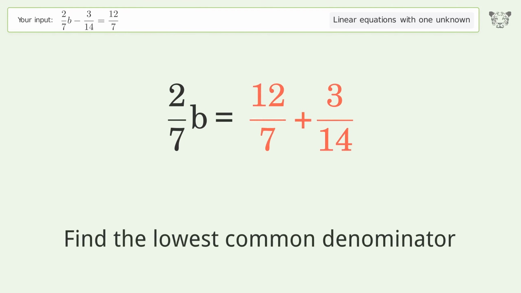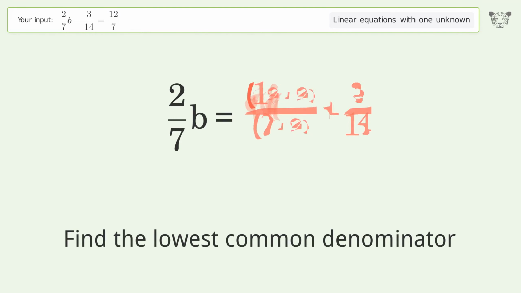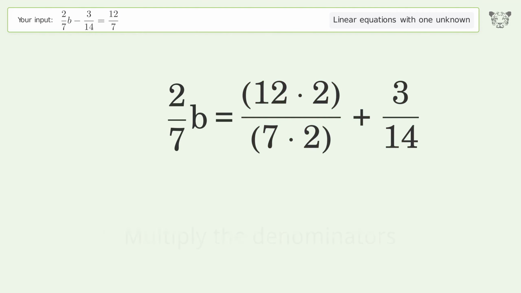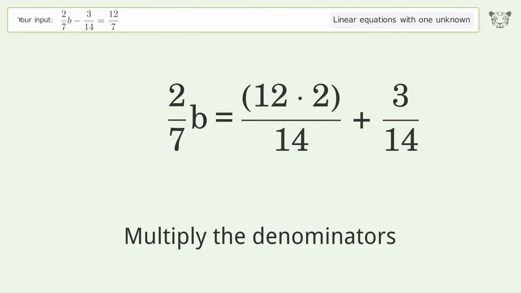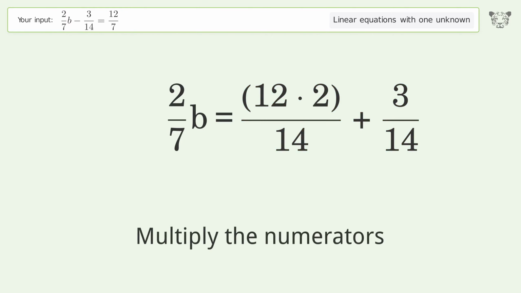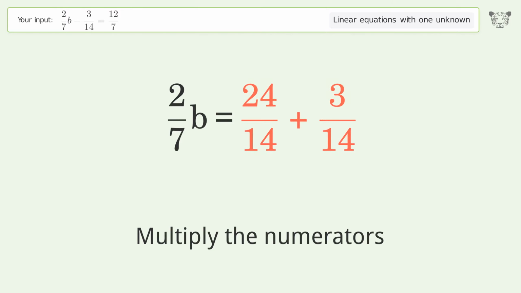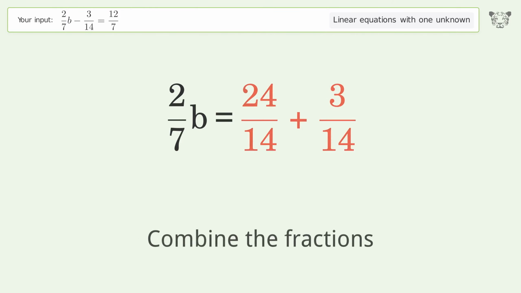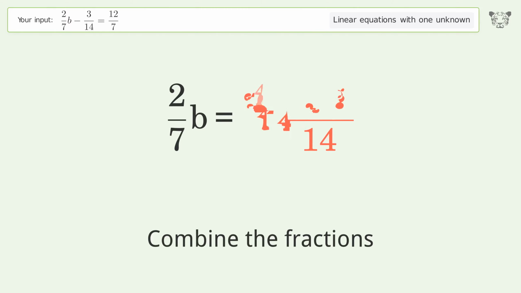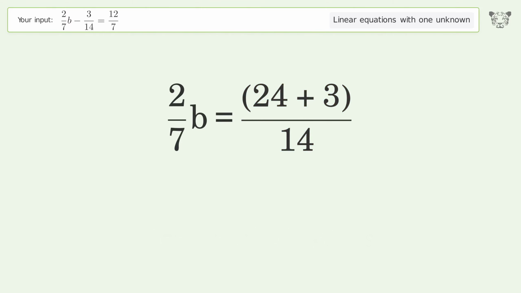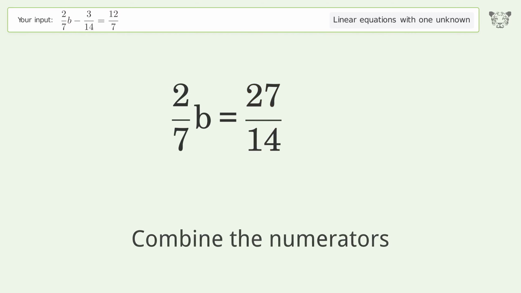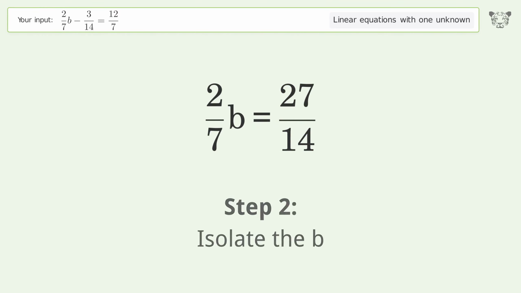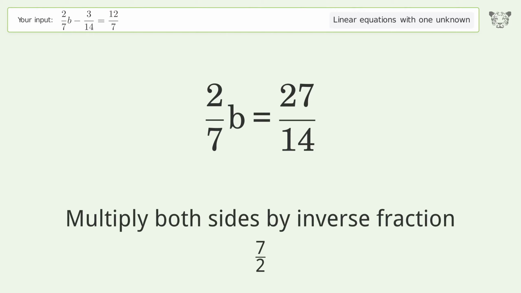Find the lowest common denominator. Multiply the denominators. Multiply the numerators. Combine the fractions. Combine the numerators. Isolate the b. Multiply both sides by inverse fraction 7/2.